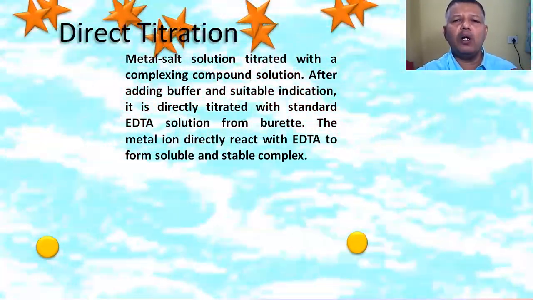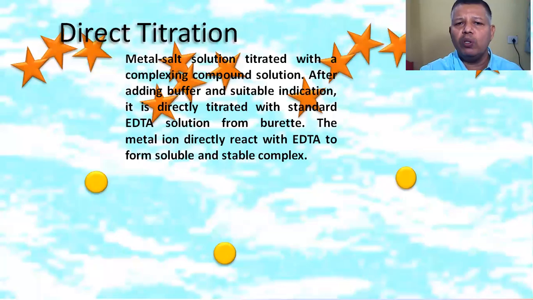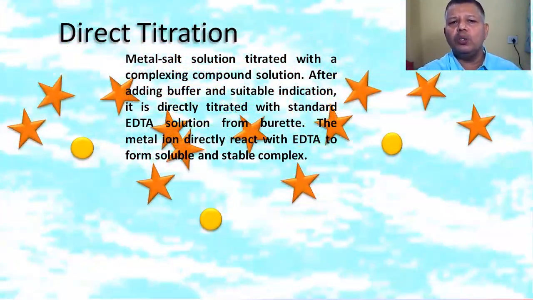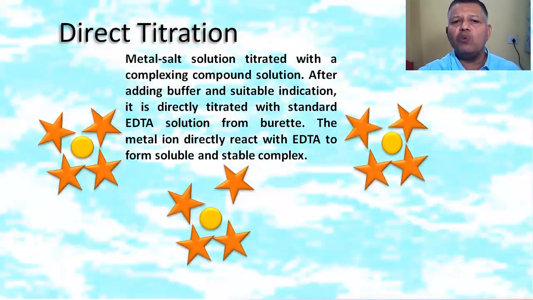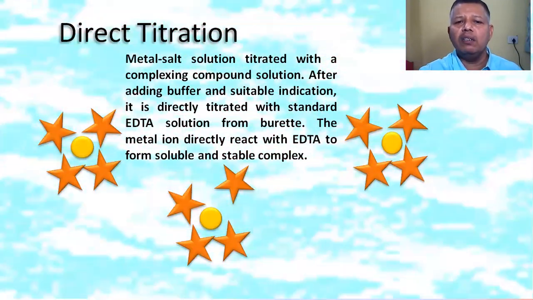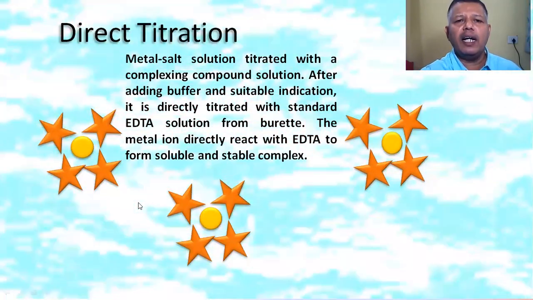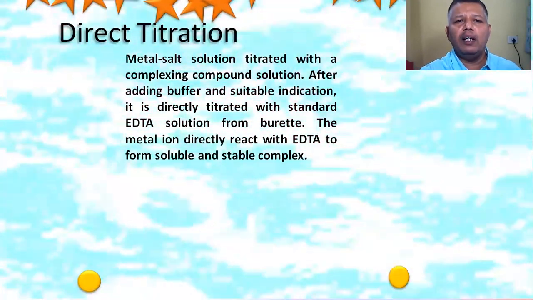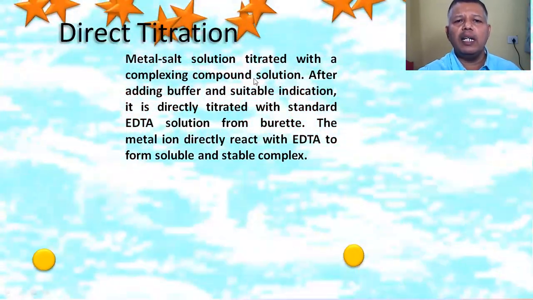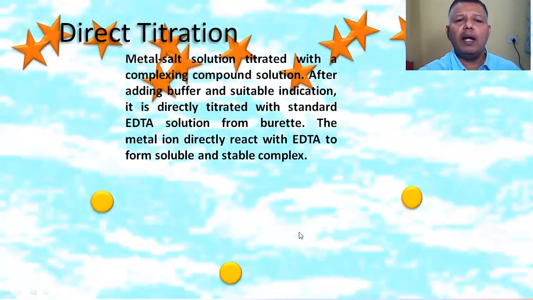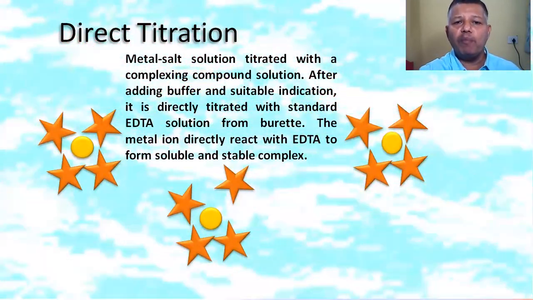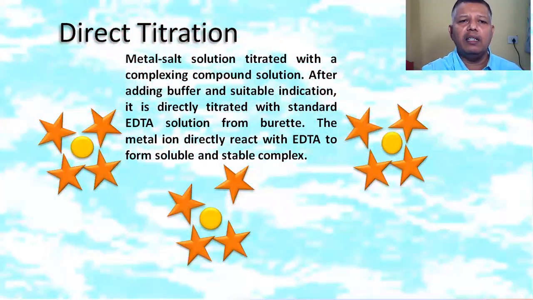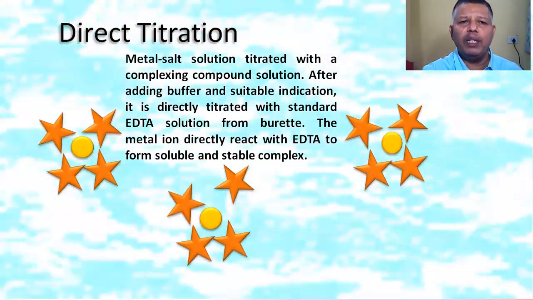Now here the metal salt solution is titrated with the complexing compound solution, and after adding a suitable buffer solution and suitable indicator, it is directly titrated with the standard EDTA solution from the burette, and we get this type of specific complex. These are the ligands and this is the metal ion solution. When the ligands interact with the metal ion solution, the metal forms a stable complex with the ligand. From that we can directly titrate. The indicator shows the change in color, and we can measure the direct titration.